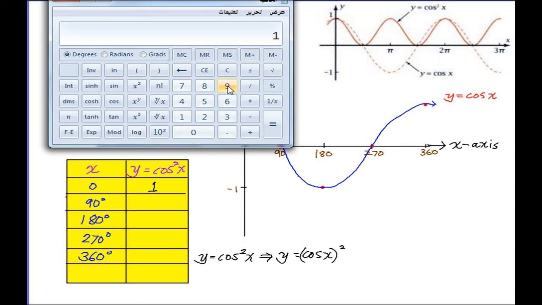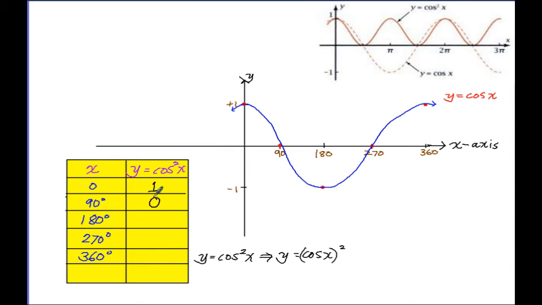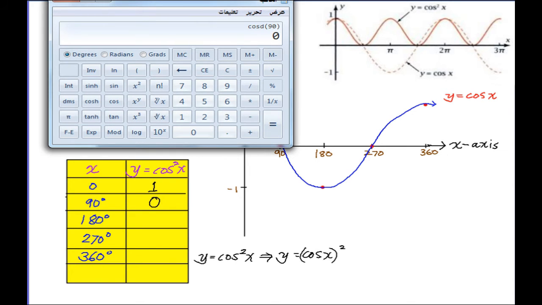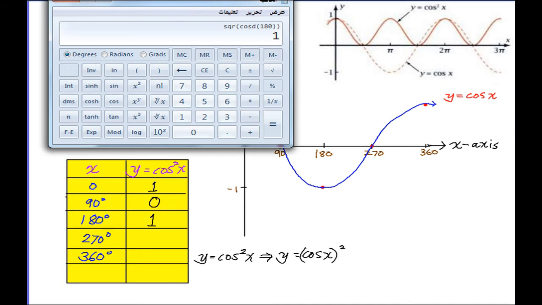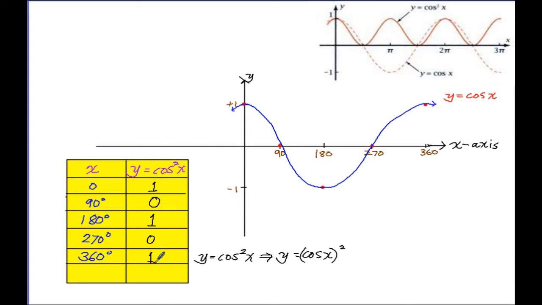So let's say 90, but make sure you are in degree mode. Right now I am in degree mode, so I can compute for 90 degrees. Cosine of 90 is 0, squared is still 0. For 180, cosine is negative 1, square it, becomes 1. And we have 270, cosine is 0, so it's still 0, and for 360 this will become 1.